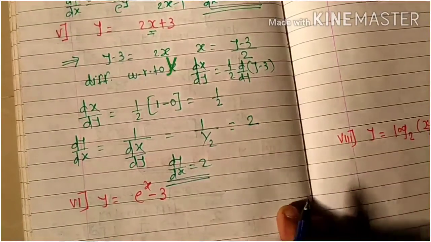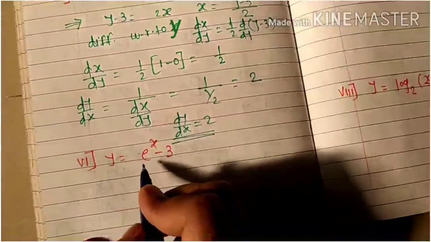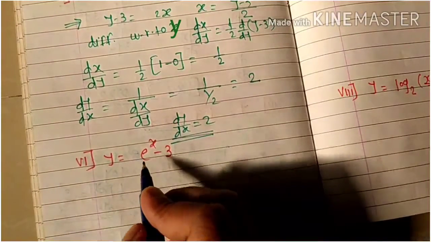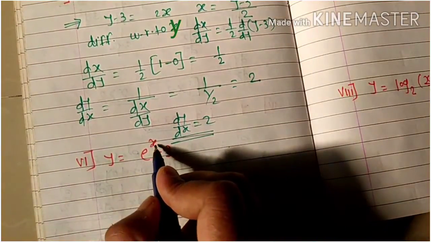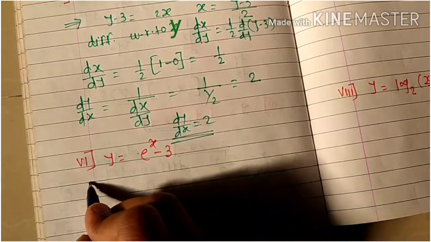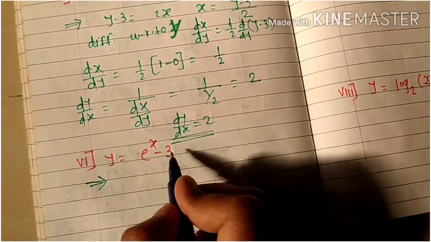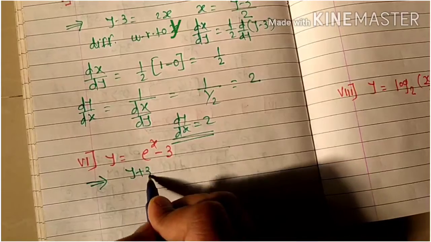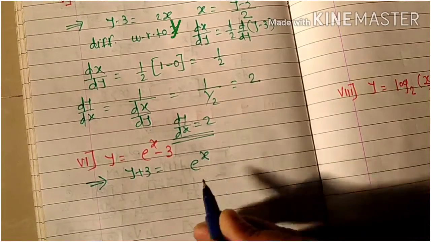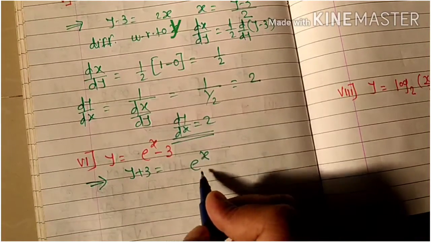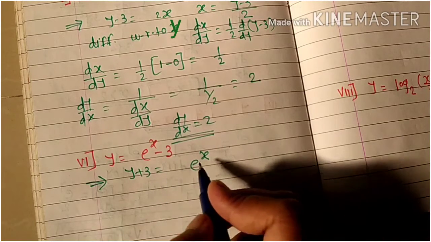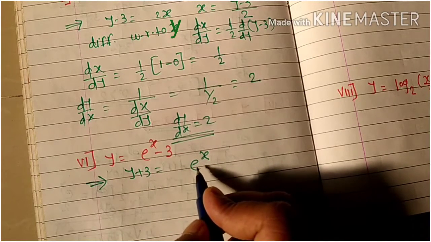Then the next one, y is equal to e raised to x minus 3 is given. Then we have to first express x in terms of y. For that, we transfer this 3 to the left hand side: y plus 3 is equal to e raised to x. Then we want x, so taking log on both sides, that is logarithm of base e.